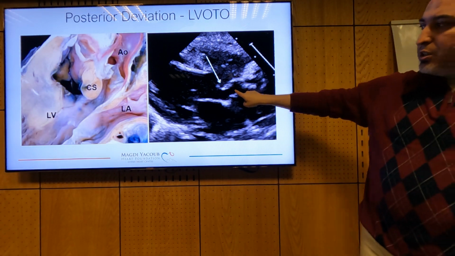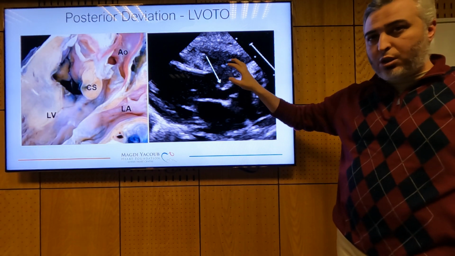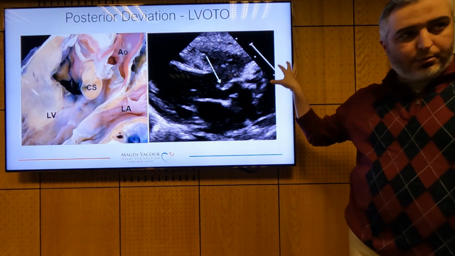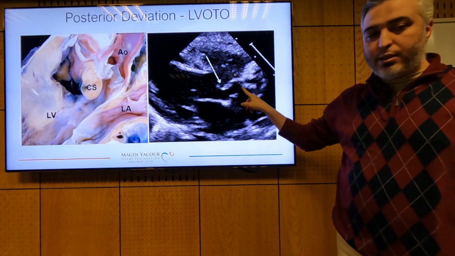If you find the posterior deviation of the conal septum causing LVOT obstruction, you have to search for arch hypoplasia or interrupted aortic arch. Again, the blood going here is much less.